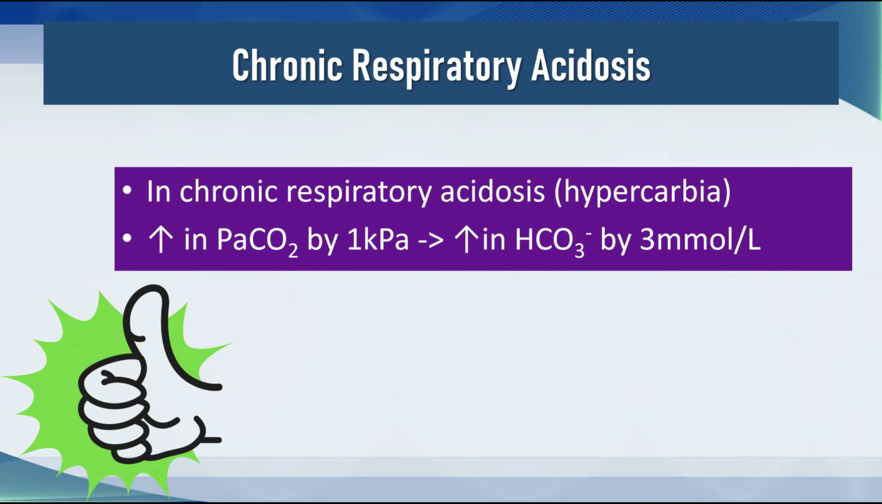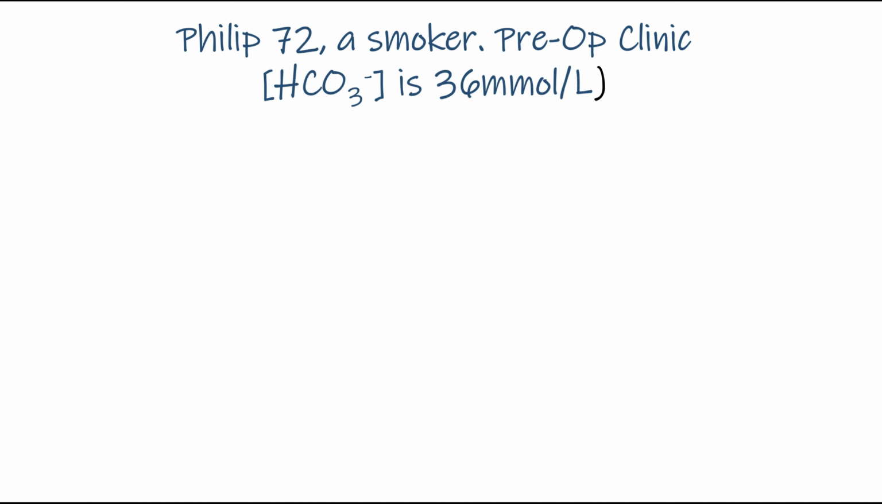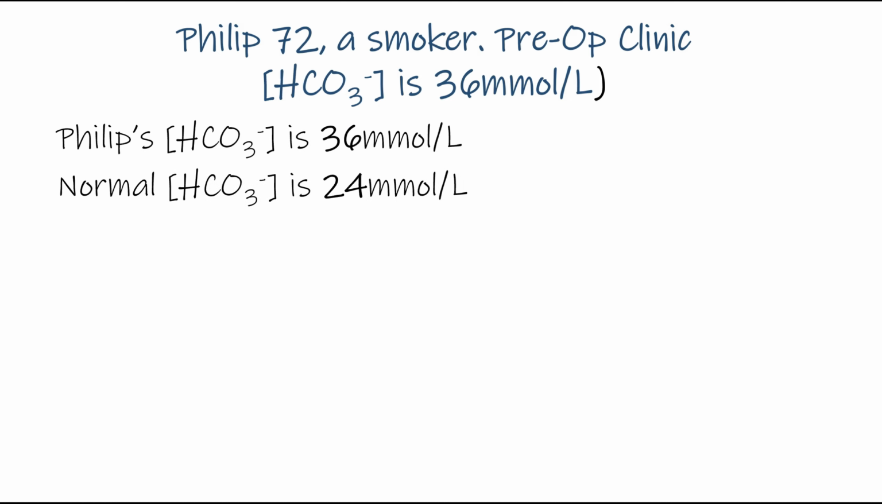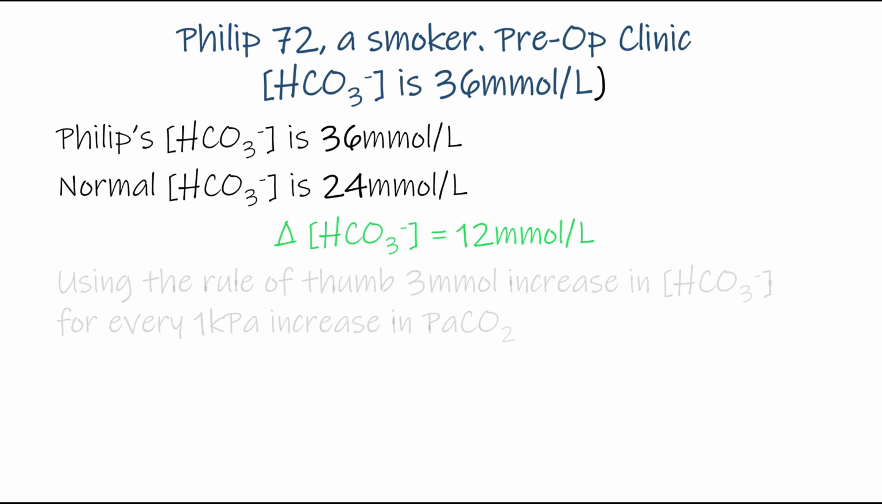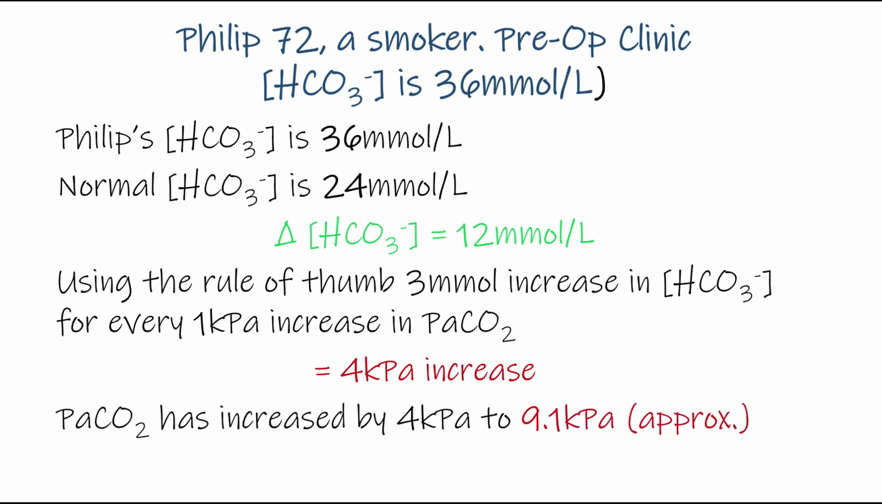So in chronic respiratory acidosis of hypercarbia, an increase in the PaCO2 by 1 kilopascal chronically results in an increase in the bicarbonate by 3 millimoles per litre. So if we look at Philip, our smoker at the pre-op clinic with a bicarbonate of 36, his bicarbonate is 12 millimoles per litre higher than one would normally expect. And using the rule of thumb, a 3 millimole increase in bicarbonate for every 1 kilopascal increase in PaCO2 in chronic hypercarbia, that's a 4 kilopascal increase from baseline. So the PaCO2 is increased up to approximately 9.1 kilopascals. And I make a big point of approximately here. There is a range, but it's somewhere up there between 8.5 and 9.5.